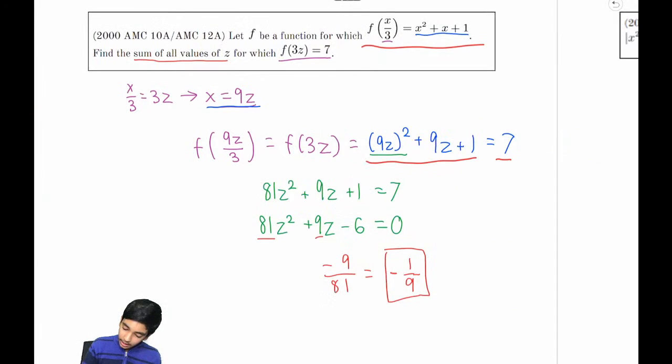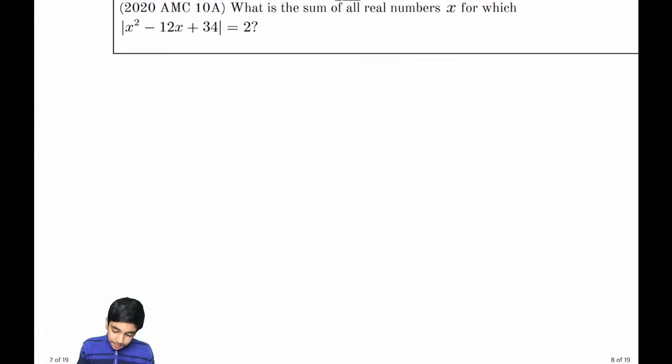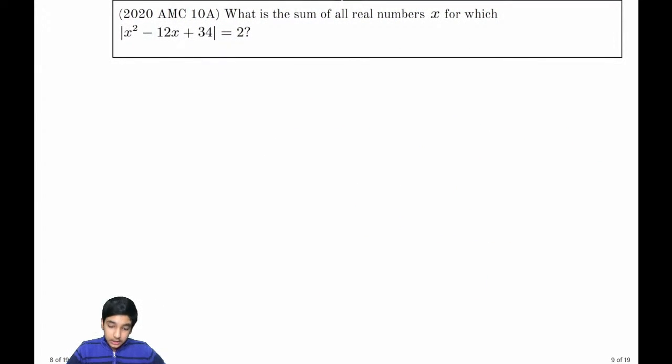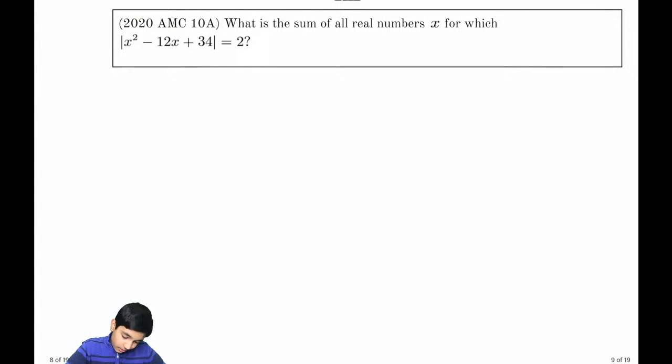So let's take a look at our next problem here. The sum of all real numbers such that we have the absolute value... Oh, now we're having some absolute value stuff here too. Is 2.